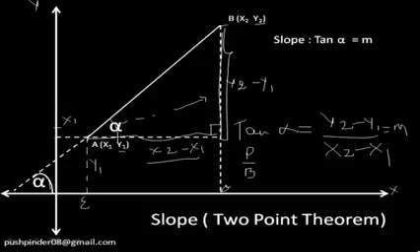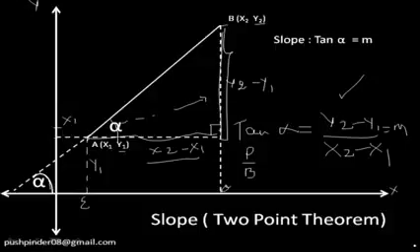So if the line passes through 2 points, let's suppose x1, y1 and x2, y2, and we need to calculate the slope but haven't been given the angle that it makes with the x-axis, we can use this expression over here and calculate the slope of the line.